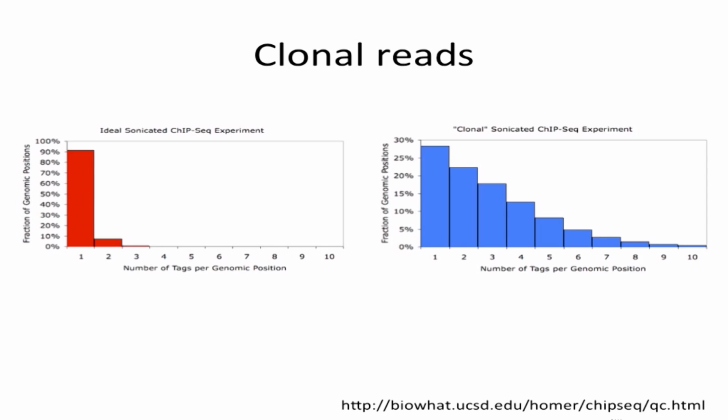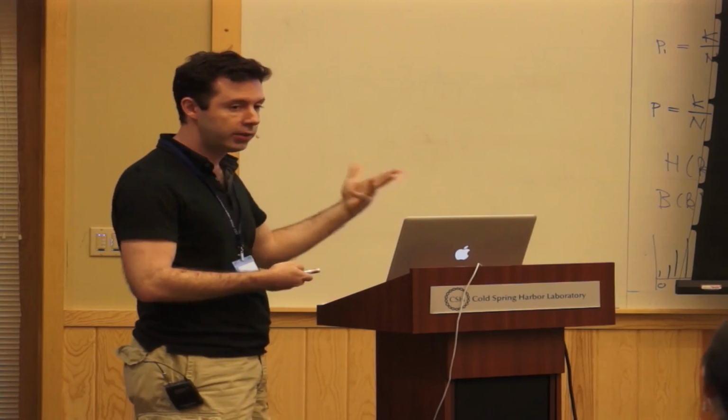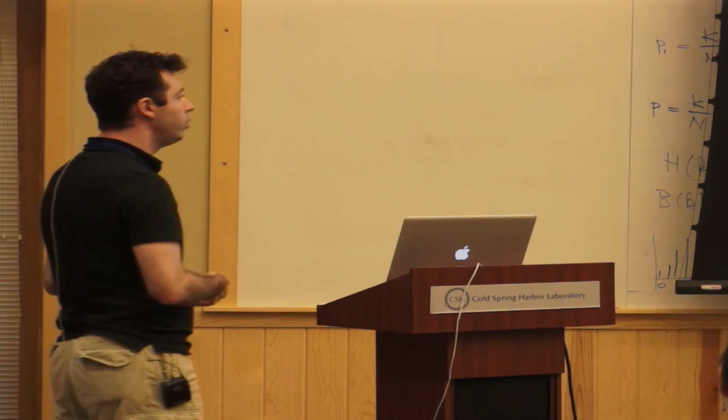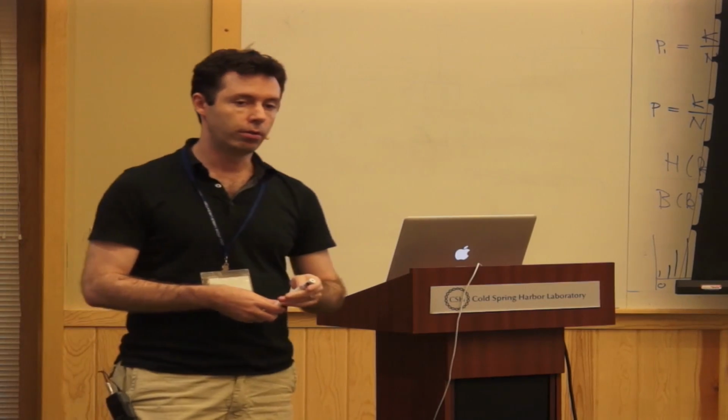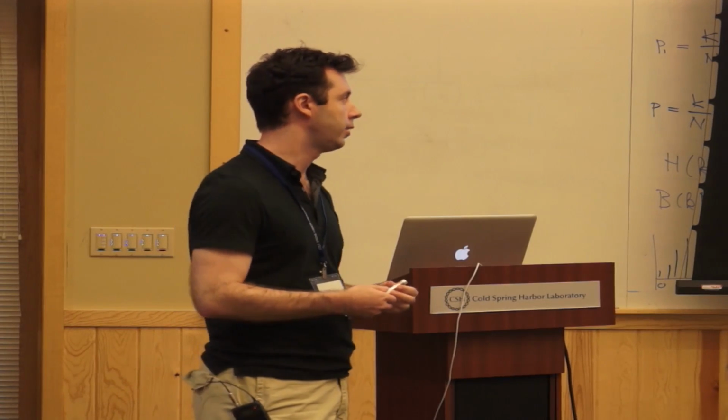If you have this, where you have many positions with a significant number of duplicate reads, it tells you there's a huge amount of clonality in your sample. So what do you do with clonal reads? What would you guys do with clonal reads? You collapse them, that's right. You collapse them into one. Yeah, that's what people do.